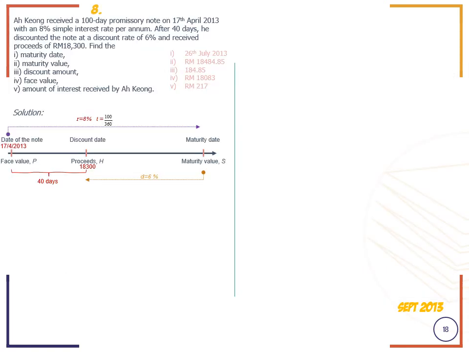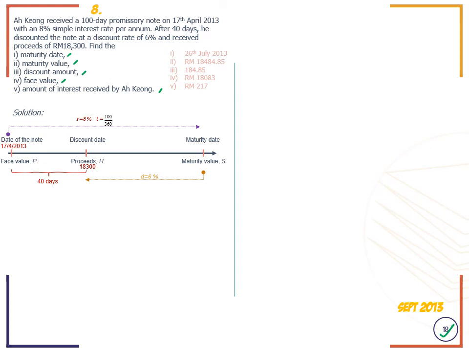Let me show you how to solve question 8, slide number 18. Archeon received a 100-day promissory note on 17th of April 2013 with an 8% simple interest rate per annum. After 40 days, he discounted the note at a discount rate of 6% and received proceeds of 18,300. Find the maturity date, maturity value, discount amount, face value, and amount of interest received.